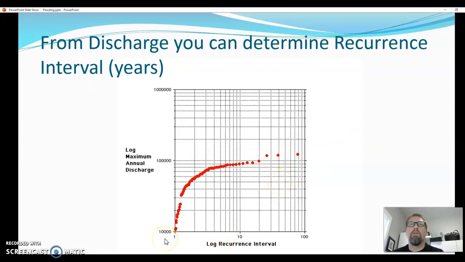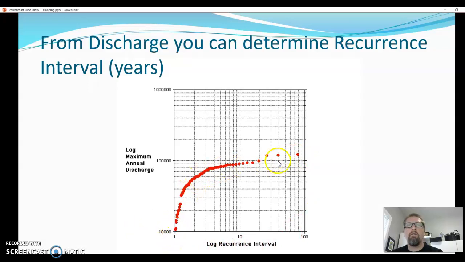So if the largest flooding event that has occurred would be something like a 10-year flood, and that's what this recurrence interval means, a 10-year flood here and a 100-year flood, then we would extrapolate out into what this looks like based on the curve that you see here. All right, so that's what we're looking at here, the recurrence interval.